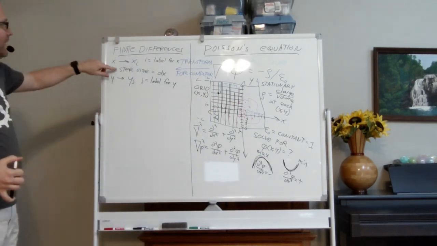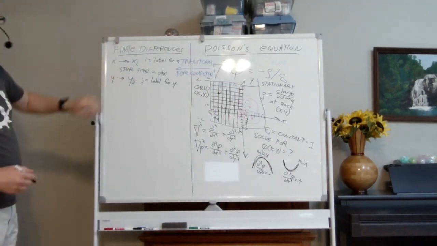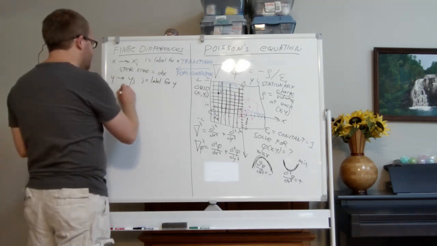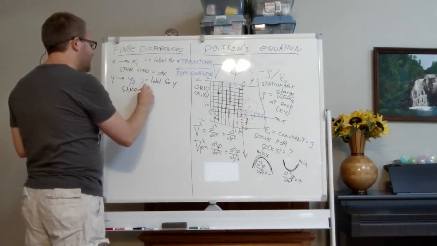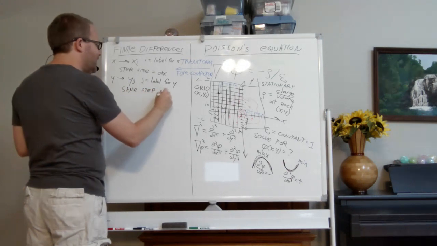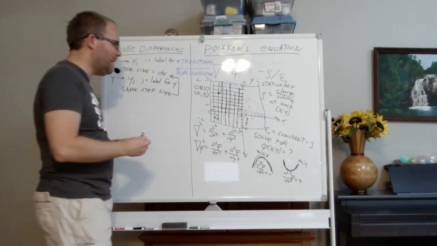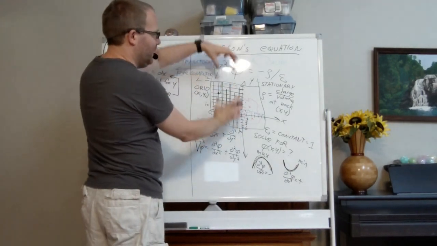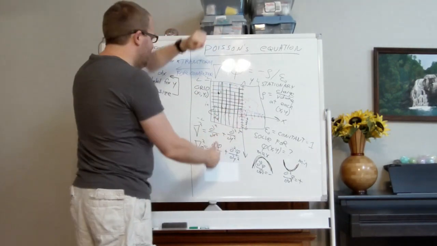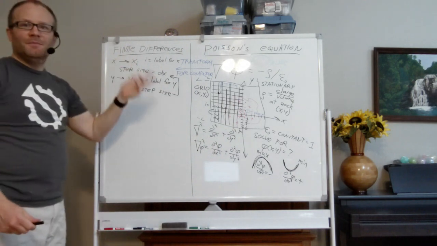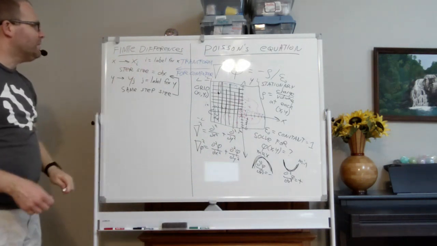And for y, I can use a different step size if I want to. I think I'll probably just use the same one for this code. So we're just going to use the same step size. So it's going to be called dx. You could make it different if you wanted to. Like maybe you're looking at a really thin rectangle instead of a nice square. There's really no reason not to for the problems we'll be looking at. So we're just going to use the same step size there.